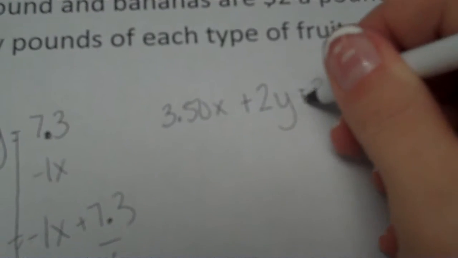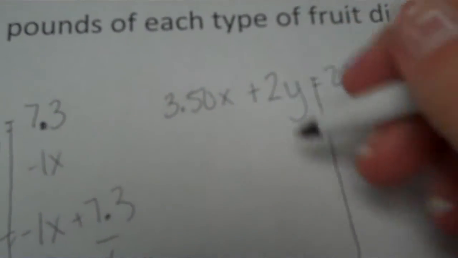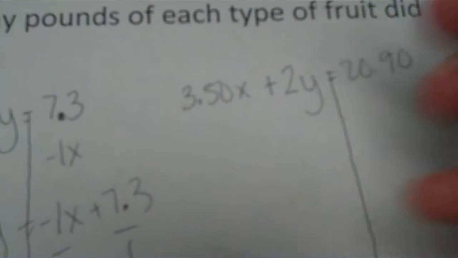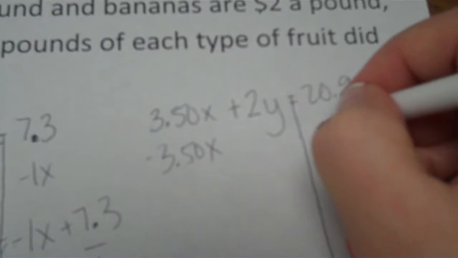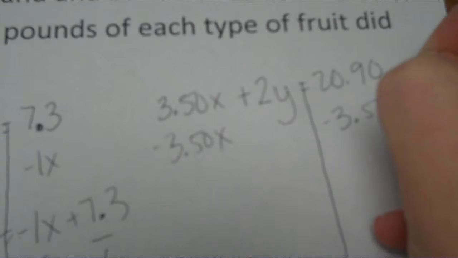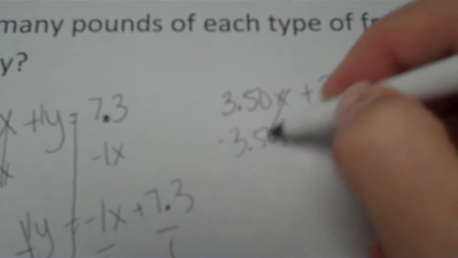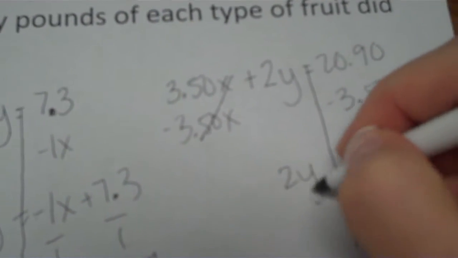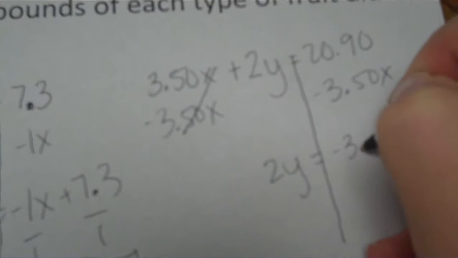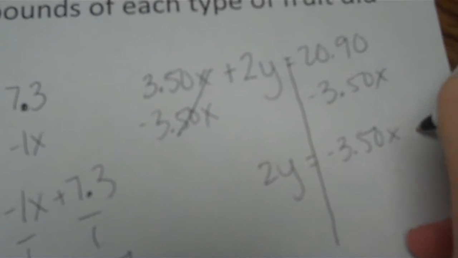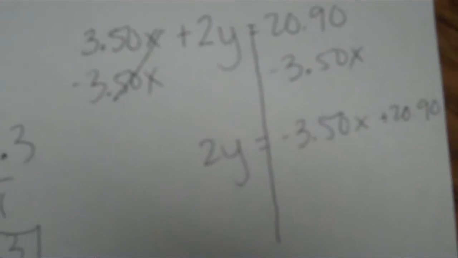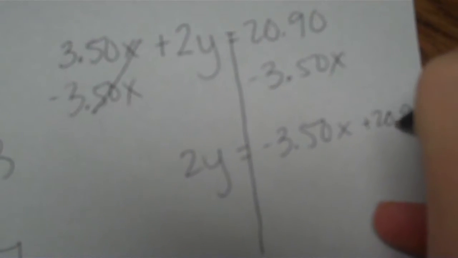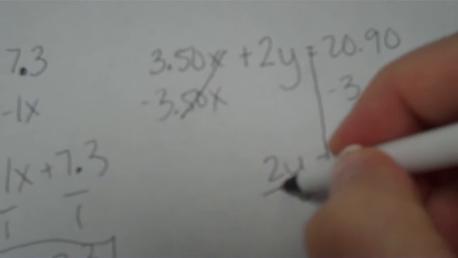Next one, draw my line. I'm solving for y, and 2 is y's best friend, so I'm getting rid of this guy by subtracting 3.50x. Don't lose your decimal yet again, that'll make everything bad for you. These go away. 2y equals negative 3.50x plus 20.90. Okay, kind of hard to see. That's a decimal as well. And then we divide by 2.